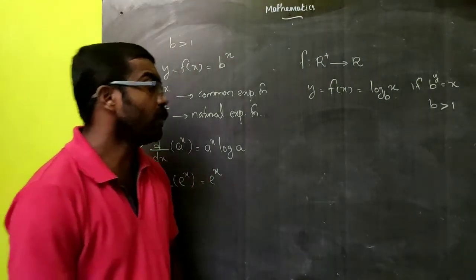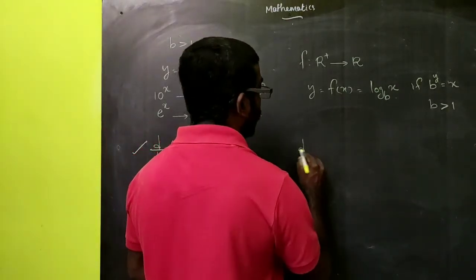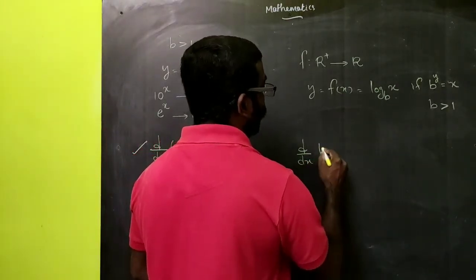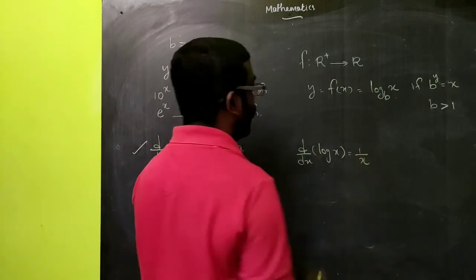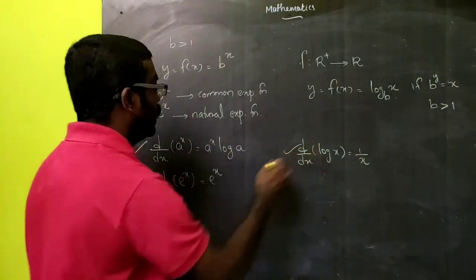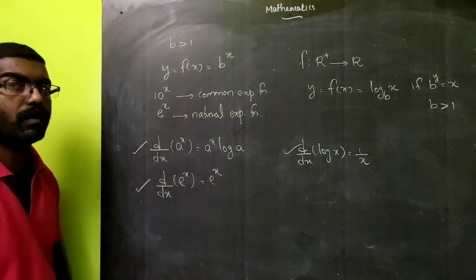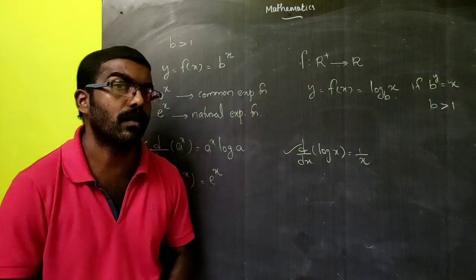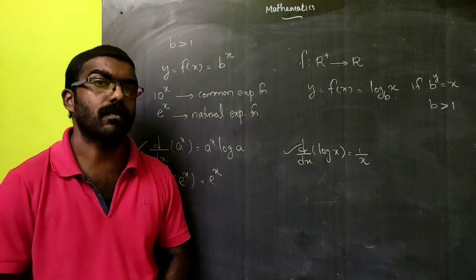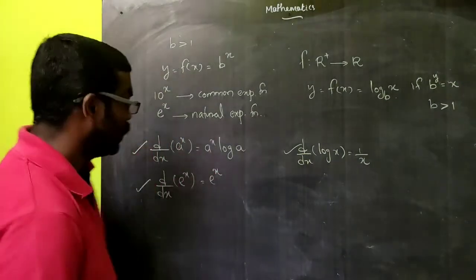We have a formula to find the derivative of log x: d by dx of log x is equal to what? 1 by x. These three formulas we have to keep in mind while learning the topic of exponential and logarithmic functions. Clear? Now let us consider an example.